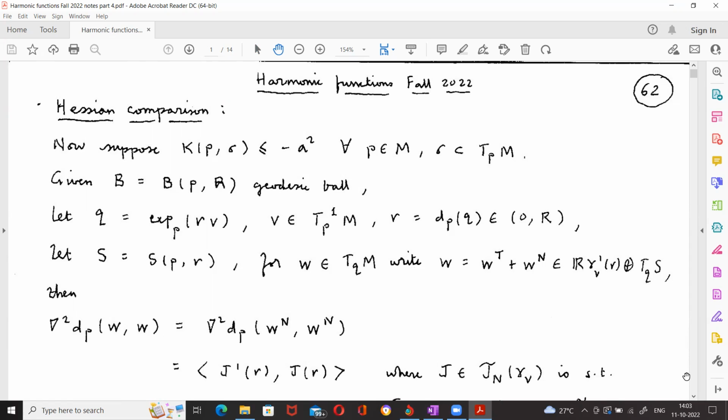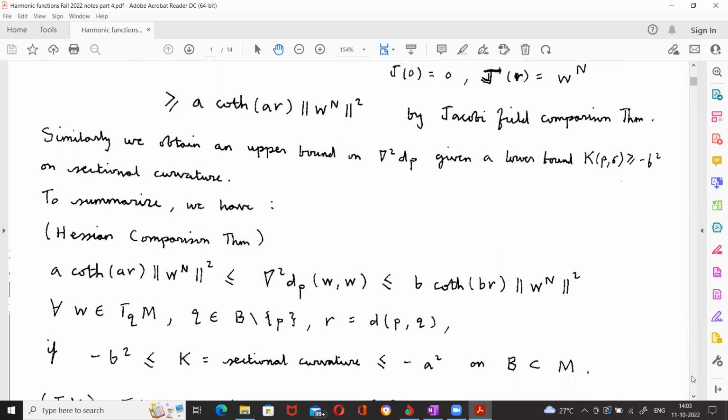So what we found is that if the sectional curvature on the ball is bounded above by some negative constant, minus a squared, and bounded below by minus b squared, then the Hessian of the distance function, remember, this is a bilinear form. If you look at it on the diagonal, it's a symmetric bilinear form, so it's determined by its values on the diagonal, w comma w. So that's a quadratic form.